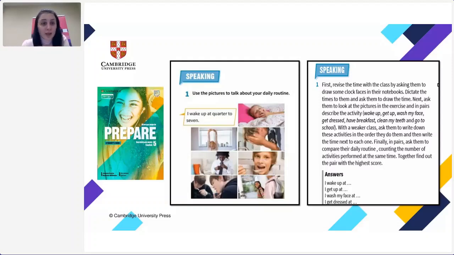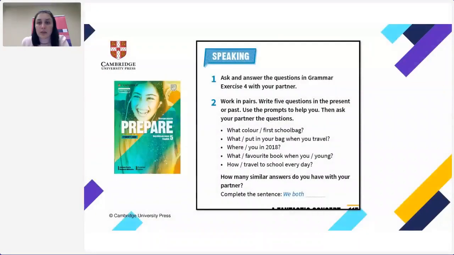But on the right, there is the screenshot from your teacher's book, and there is again a huge description of how to work with these pictures, only pictures, and how to develop speaking skills among your students. Also, I'd like to show you one more example. It's a screenshot from the student's book.